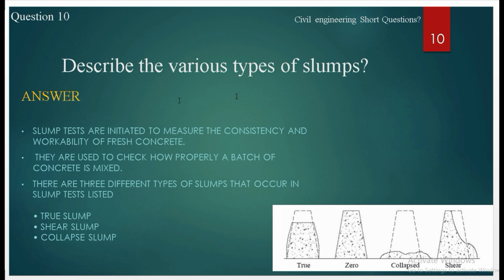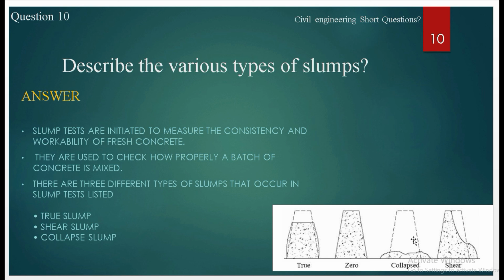And in usual cases, in fact, in all cases, these are the 4 different types of slumps which we would have. The true slump, the zero slump, which tells us that very less water is added into the batch and its workability is very less, it's non-workable. The collapsed slump, this picture tells us that large amounts of water is added into the batch.